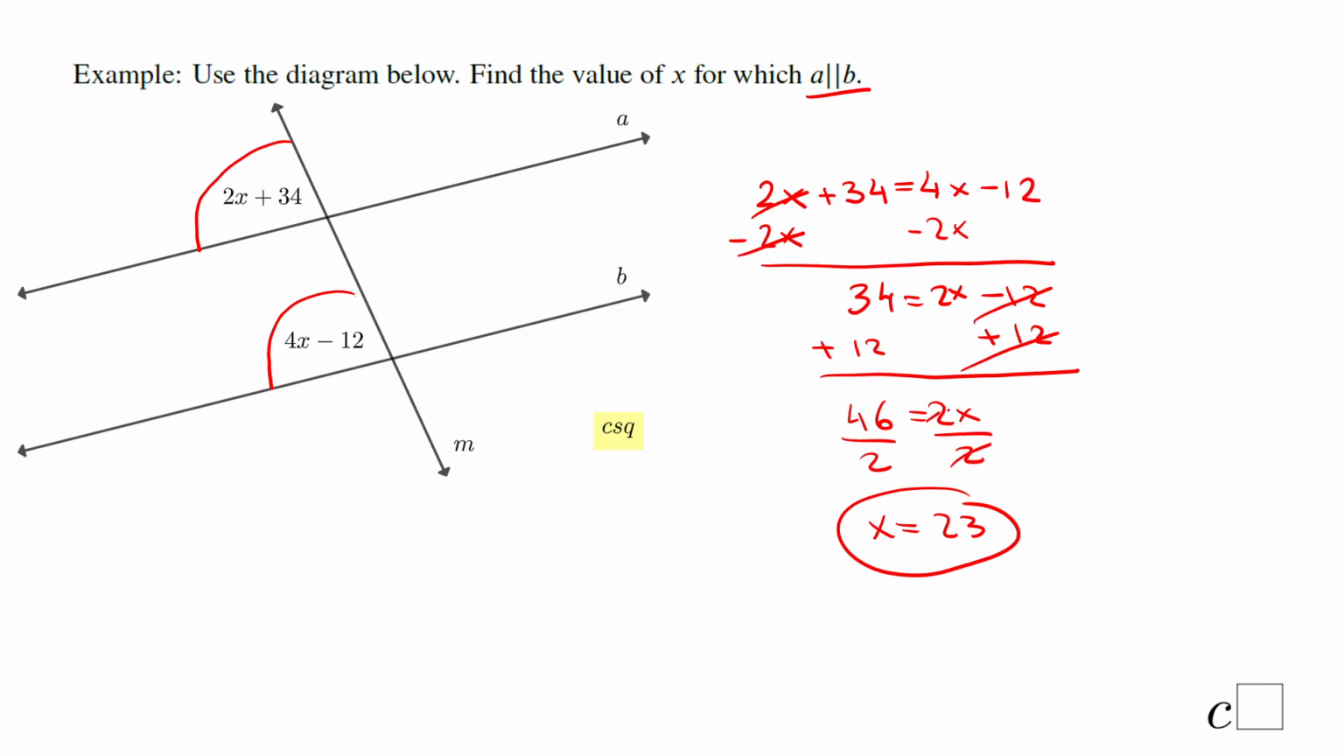So if x is 23, let's see what we get here for 4x minus 12. 4 times 23 minus 12, that will be 80 degrees. And let's hope this one is 80 degrees also. 2 times 23 plus 34. Yeah, exactly 80. So yeah, these two angles now are congruent because they have the same measure, 80 degrees. So these two lines A and B are parallel lines, and we use the converse of corresponding angles.